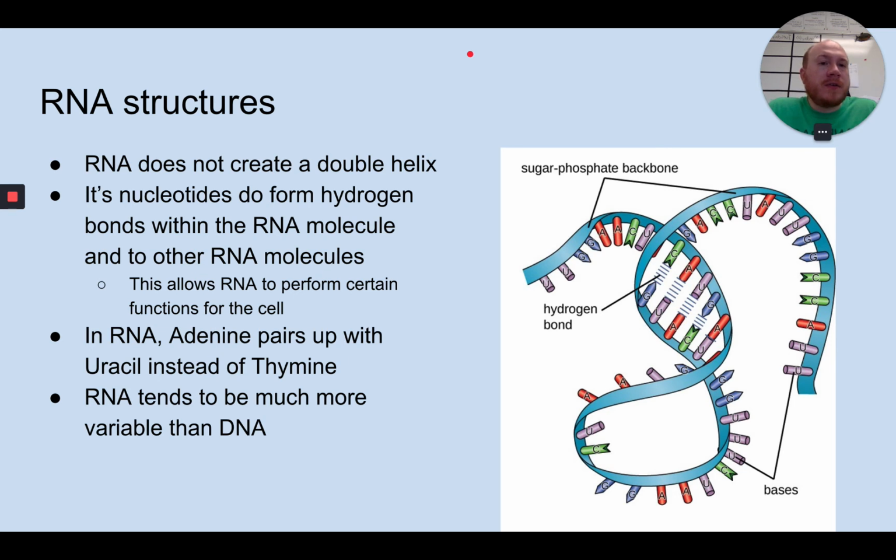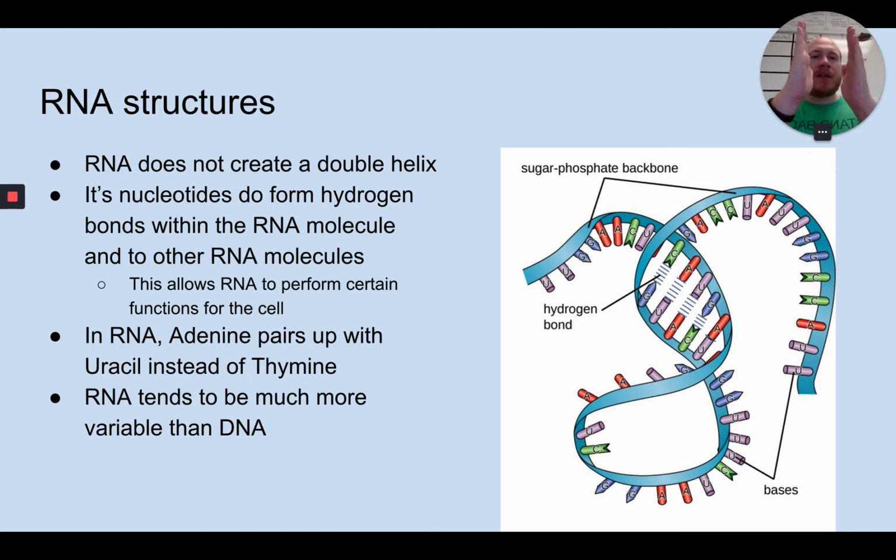RNA is a little different. So DNA is a double helix, and so there are 2 strands of DNA stuck together. RNA can't do that. And so it forms a single strand. But that's not to say that RNA can't clump together. In fact, its nucleotides do form hydrogen bonds within the actual mRNA molecule.